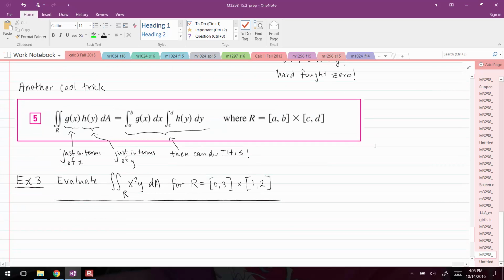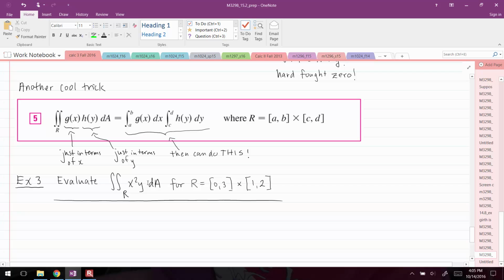All right, one more trick. If you have a double integral that just ends up being the product of a function in x and a function of y, and you don't have a part that is in terms of x and y that can't be pulled apart, then there's this cool trick where you can take the integral of each separately with their respective variable and multiply afterwards. That's a pretty cool trick, and we can use it on this example right here.